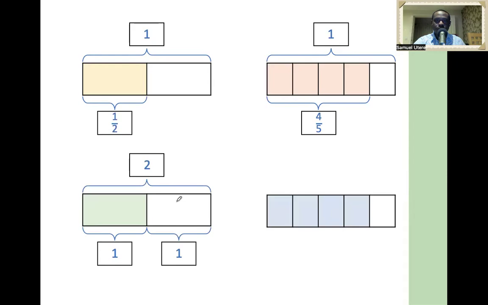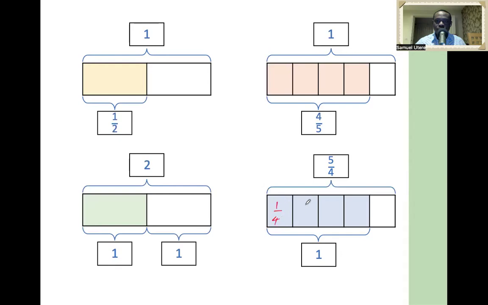Okay. What about this one? If we're told that this is 1, so we have 4 parts, which is equal to 1, it means that the other part has to be 5/4. Why? If these 4 parts make 1, we know that each has to be a quarter. 1/4, 1/4. So this has to be 1/4. Now, if we add all of them up, we'll have 5 quarters, and that's what it means.